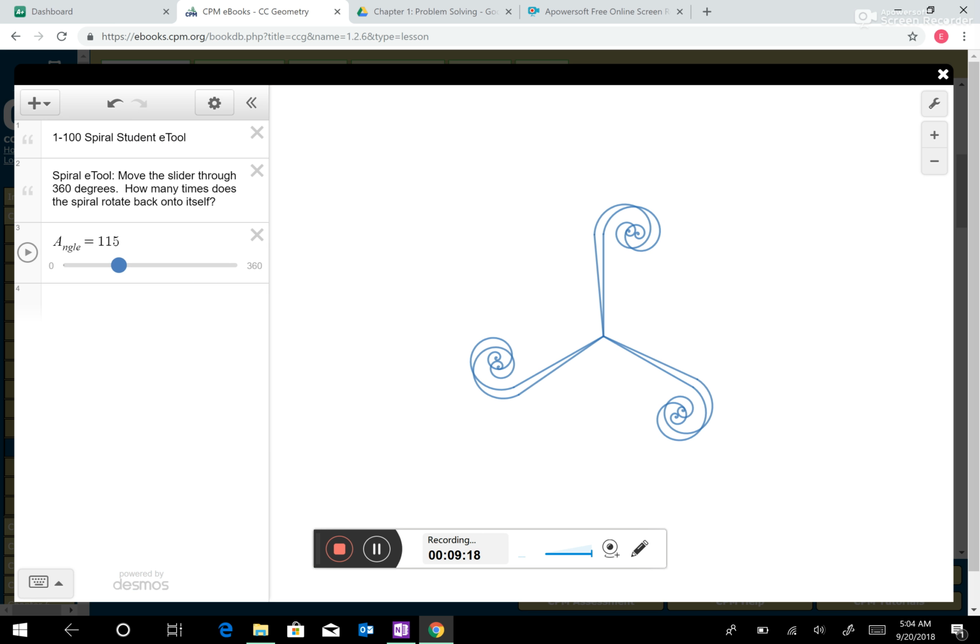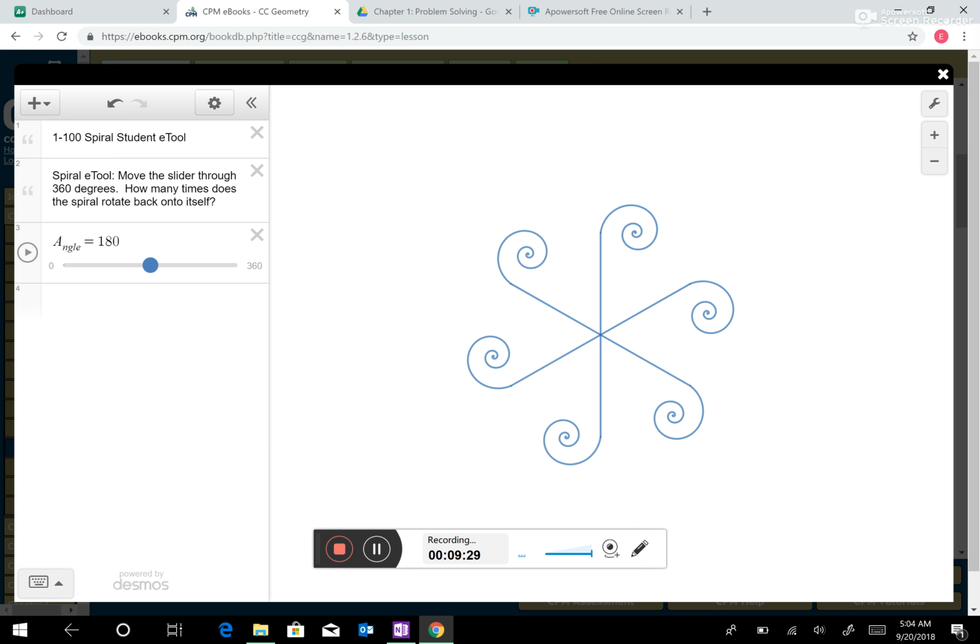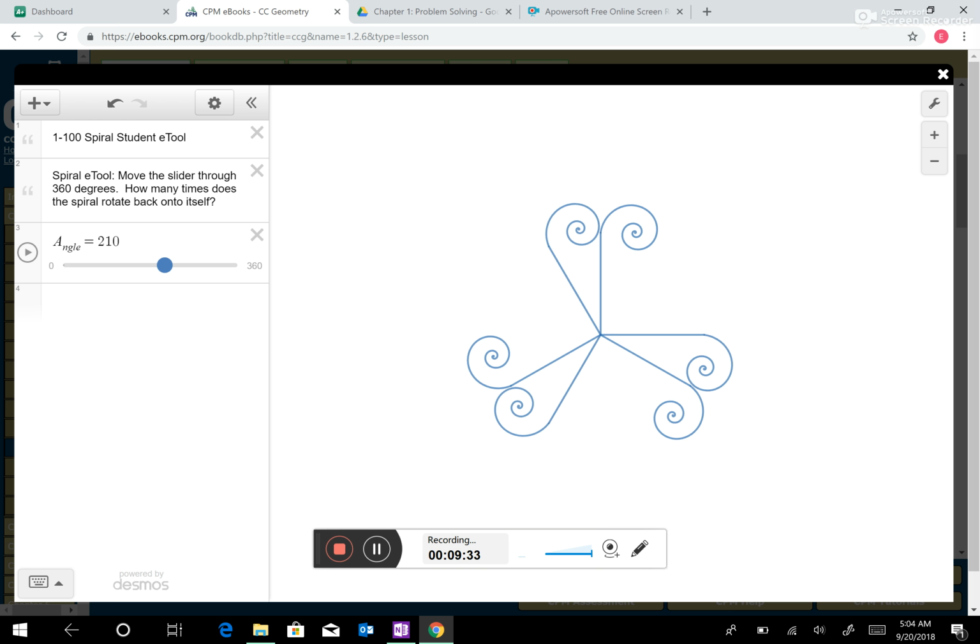This is much harder than it looks. Well, you guys get the gist. It's 120 degrees, and then if you keep going again, it's going to be at 210, 240. So that guy, all you do is take 360 and divide it by 3.